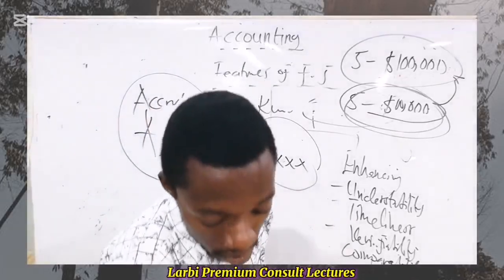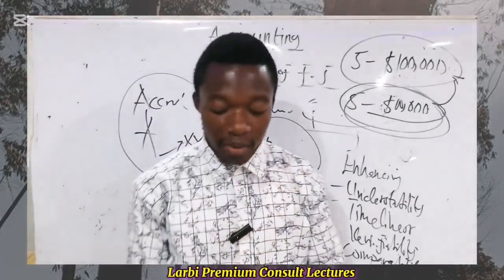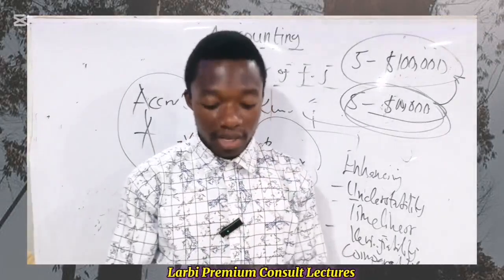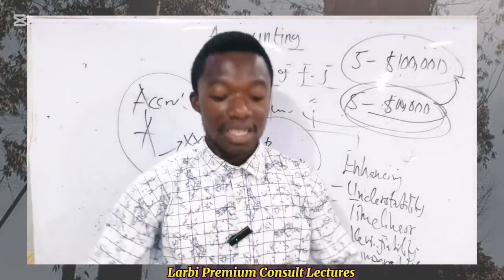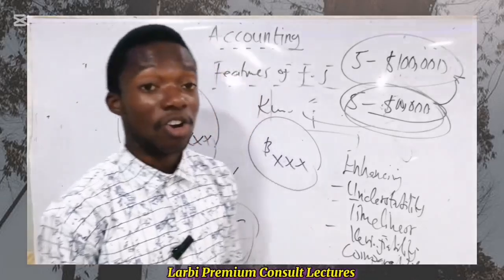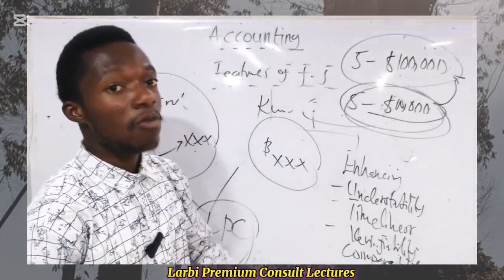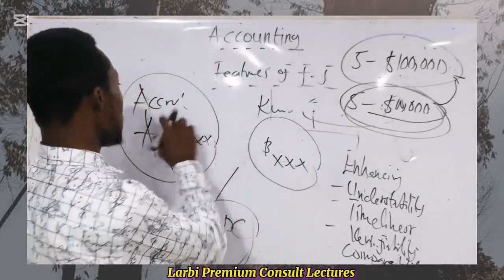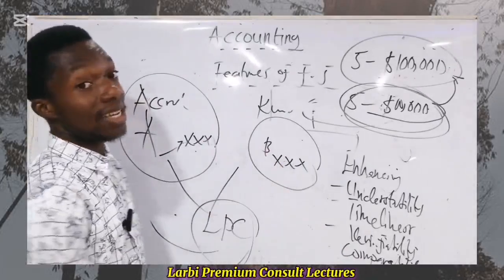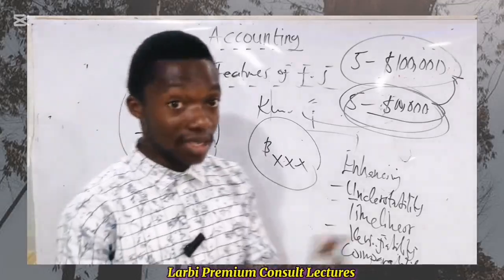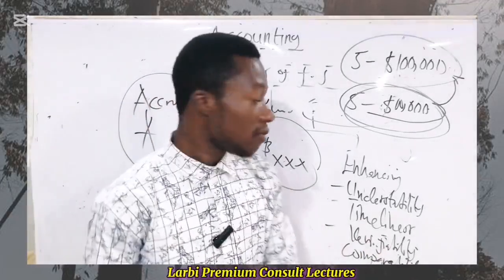We have different knowledgeable and independent observers who can reach a consensus that the information faithfully represents the economic event that it purports to represent. That's what we call verifiability. So if A is getting SS, B is supposed to get SS. The same consensus, the same results. This is what we call verifiability.